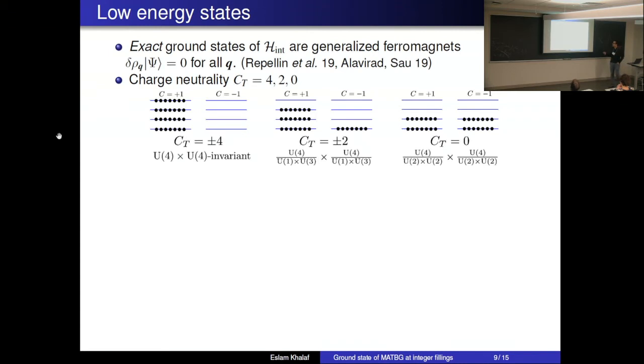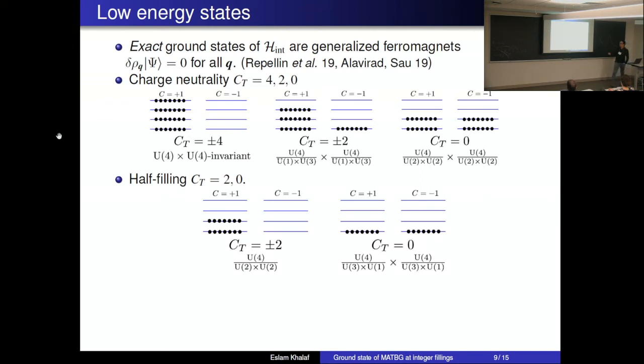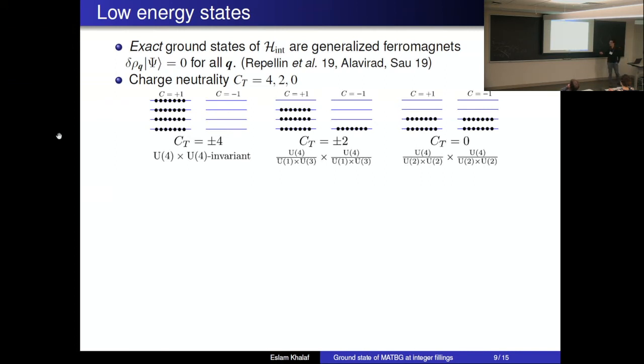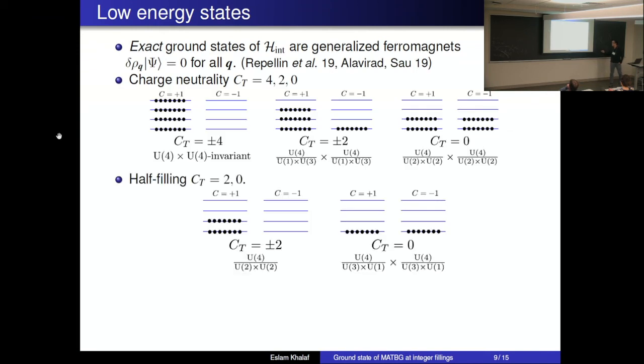For example, at charge neutrality, I can fill 4 states with the same Chern number to get a state which has Chern number plus or minus 1. This state is invariant under U4 times U4. But I could also pick 3 states here and 1 state here to get a state with Chern number plus minus 2. And then starting from any state, I can apply U4 times U4 rotation to get a manifold of states. This manifold turned out to be this product of Grassmannians. And the same is the case for Chern number 0 states. And also, at half filling, I can do the same. I can get either Chern number plus minus 2 states or Chern number 0 states.